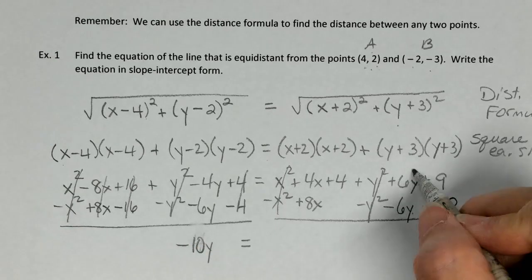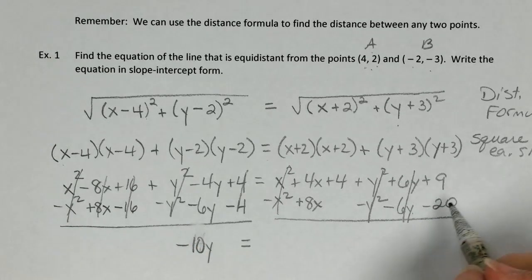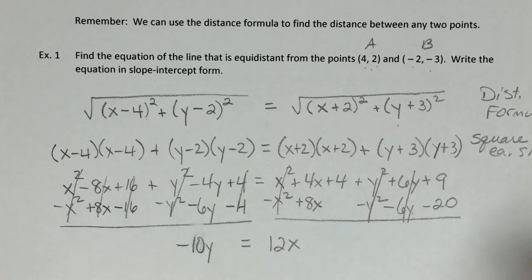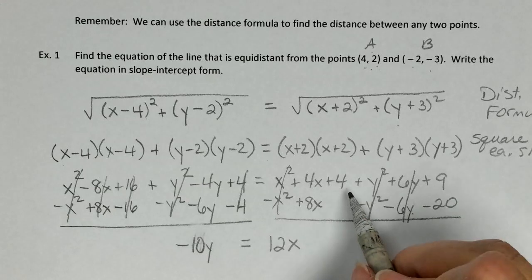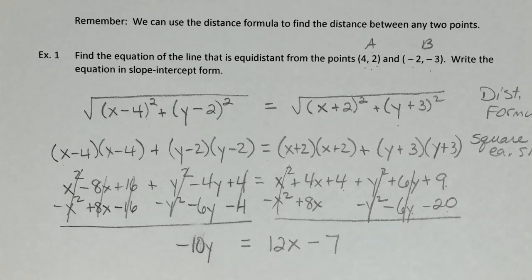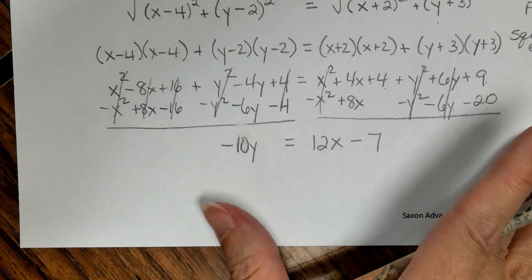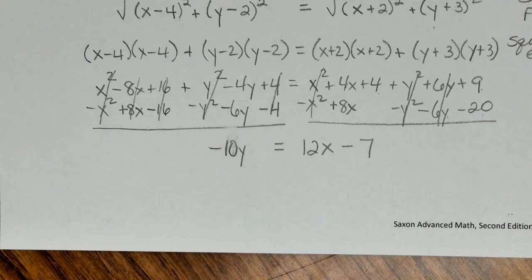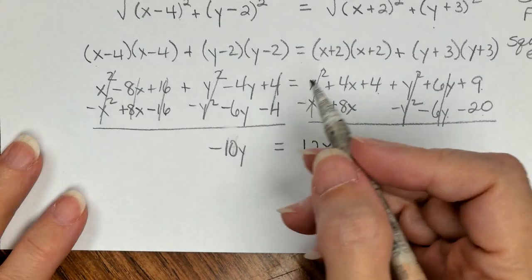Okay, and now we have, those are both positive, 12x, and then we have 13 minus 20, that would be minus 7. Make sure I didn't miss anything. Okay, all I'm doing is adding like terms now on each side. And we need positive 1y equals the other stuff.